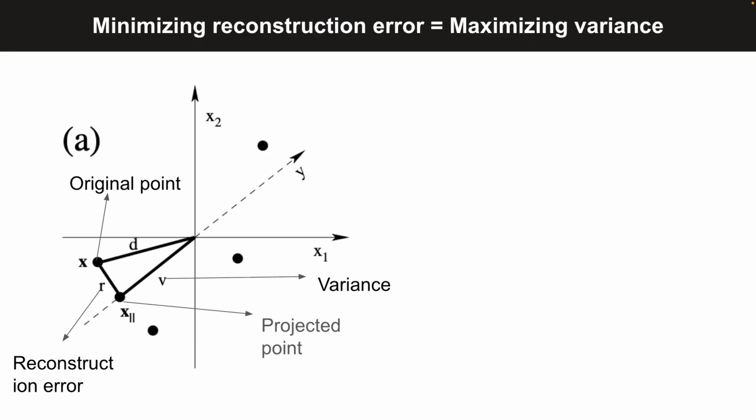This is your original point. I am looking for some random direction of the vector, which happens to be this. I drop a perpendicular from it, and this is the point that you get, x bar or x parallel. This amount, right? So what point was here is now here. So this error is called a reconstruction error. If I want to reconstruct this point, since I'm going to retain only one axis, I will commit this much amount of difference overall.